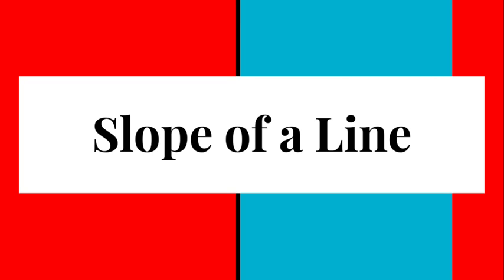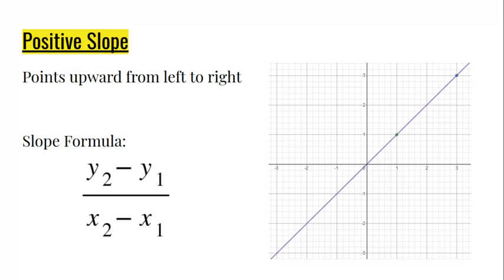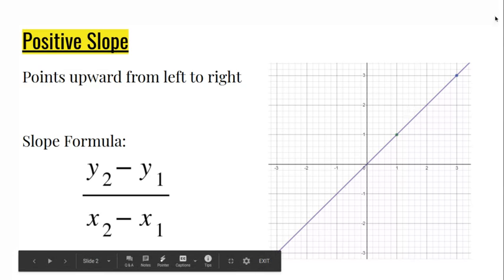So today we're going to be going over slope of the line some more, and we're going to talk about positive slope, negative slope, undefined slope, and zero slope. So the first one is positive slope, and that's going to have a line that points upward from left to right, like we see in this example here.